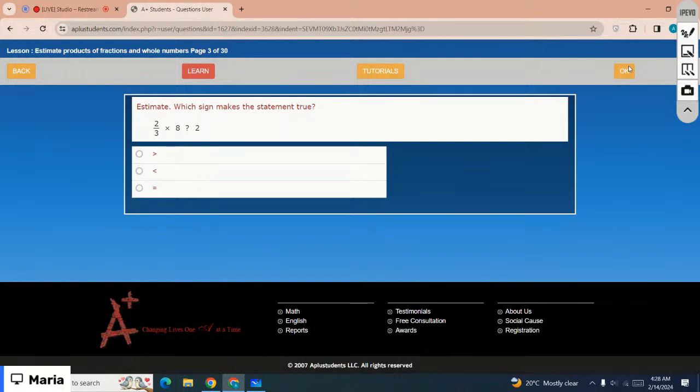Okay, the next one is 2 by 3 times 8. You have to compare it to 5. So, which is the correct option?